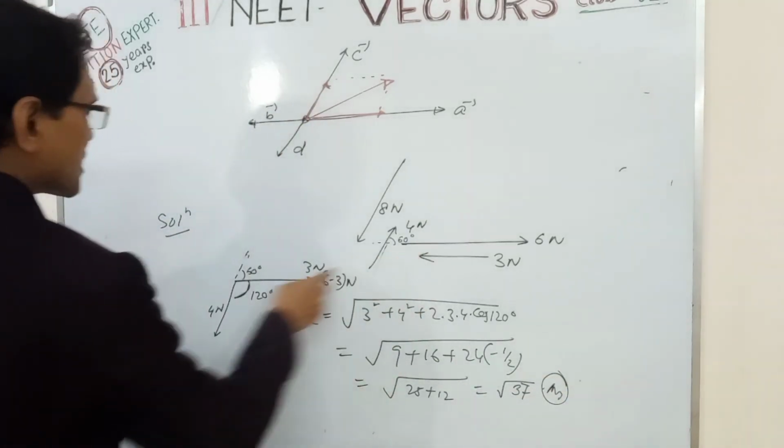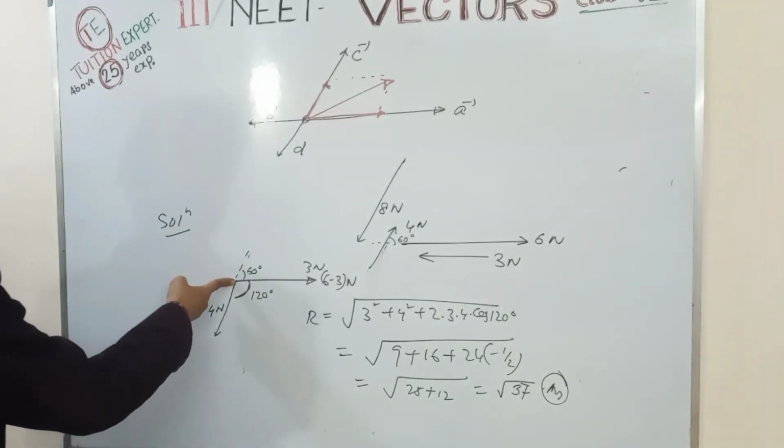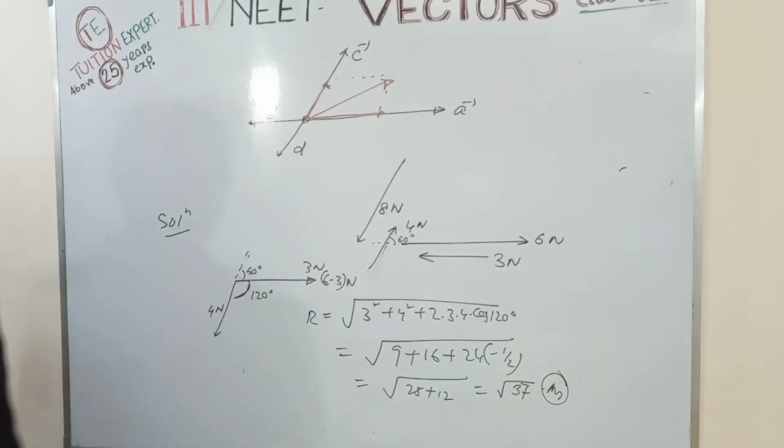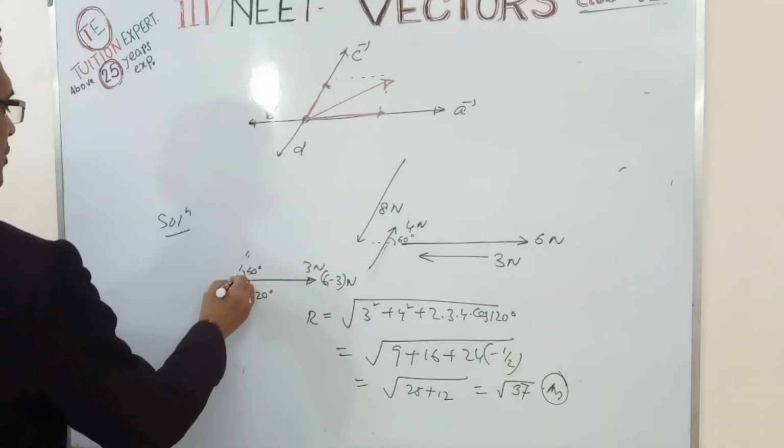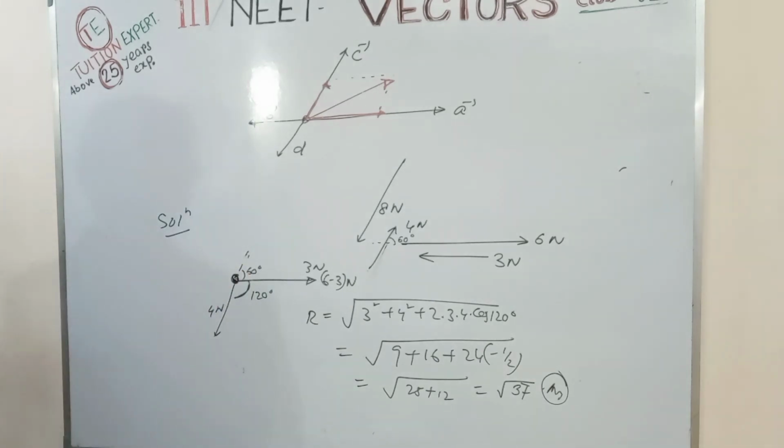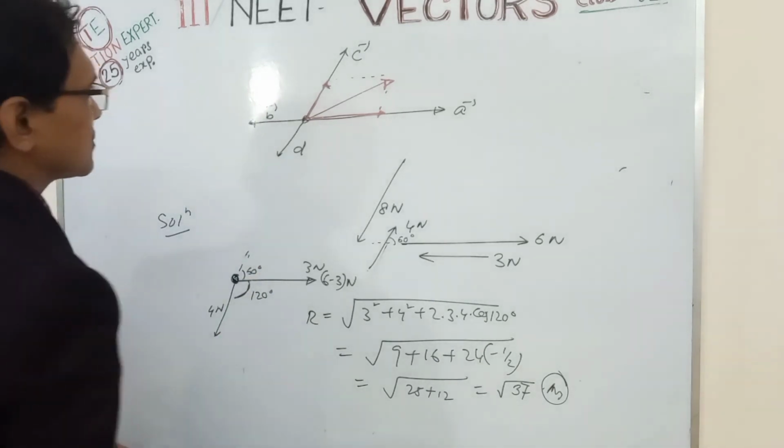So all the vectors must start at the same common point. Then you can find the resultant of all the vectors. All the vectors start from the same point, then you can find easily the resultant of all the vectors.